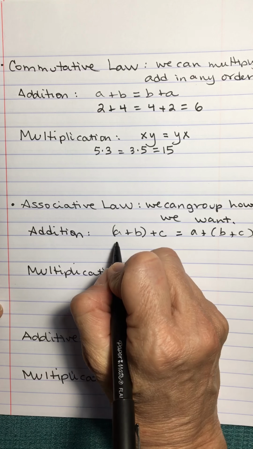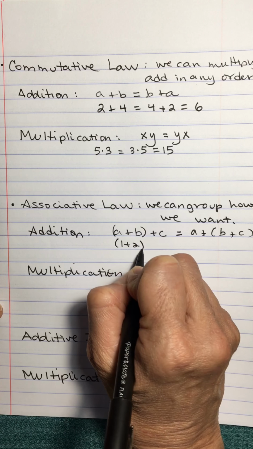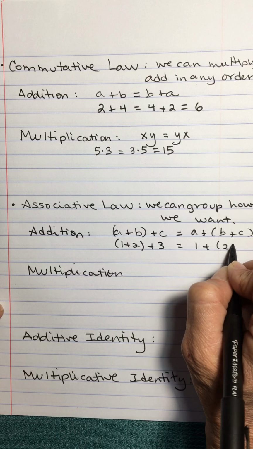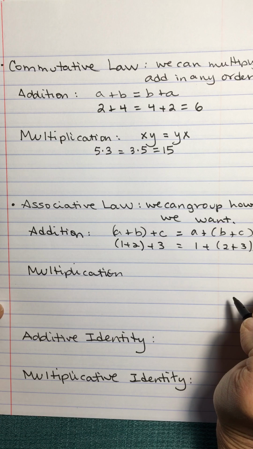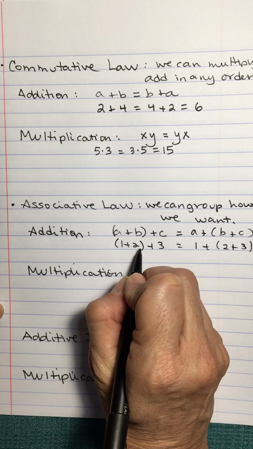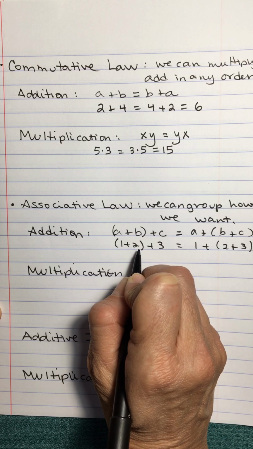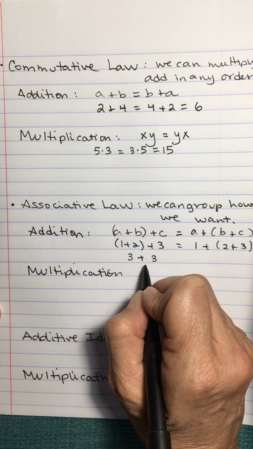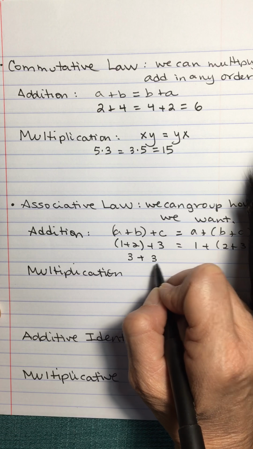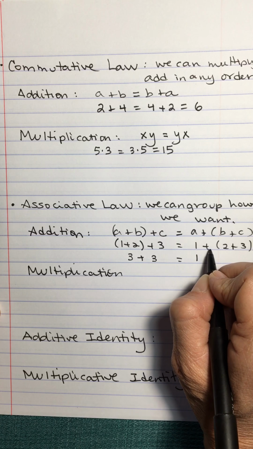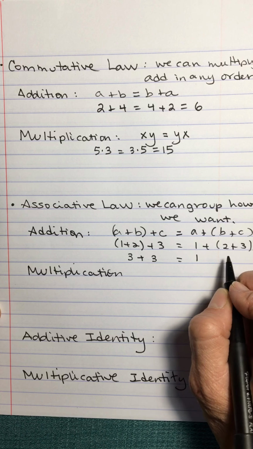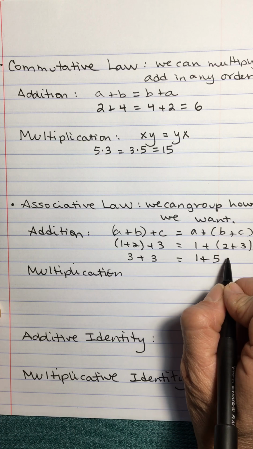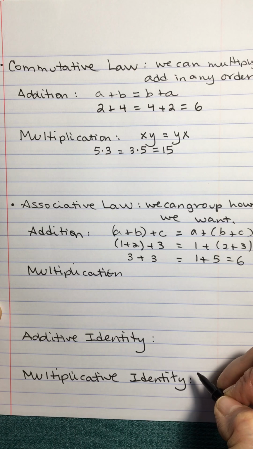With numbers, (1 plus 2) plus 3 gives me the same thing as 1 plus (2 plus 3). Our order of operations says to do what's inside the parentheses first. So here I would do 1 plus 2 first, get 3, and add that to the other 3. The left side gives me 6. On the right side, the parentheses are 2 plus 3, so 1 plus 5. Both of them are equal to 6.